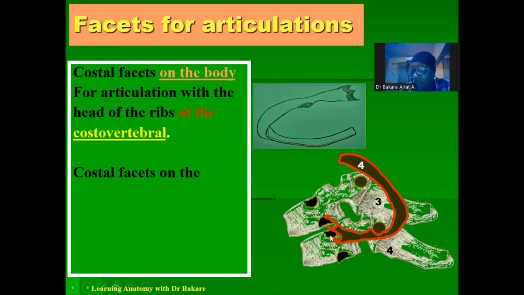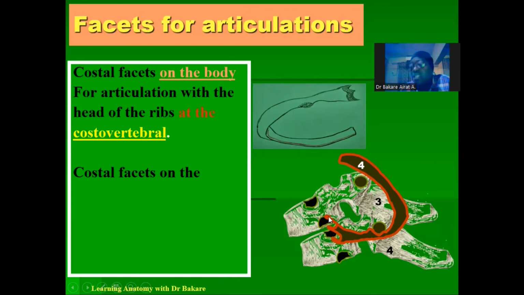We already established that this is the 4th thoracic vertebra, and superior to it, of course, we have the 3rd thoracic vertebra, and this is the 4th rib. So the inferior facet on the head of the 4th rib will articulate with the superior facet of the corresponding thoracic vertebra, and that is the way it is established.